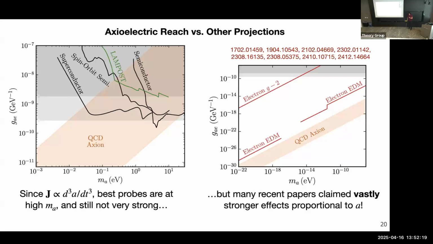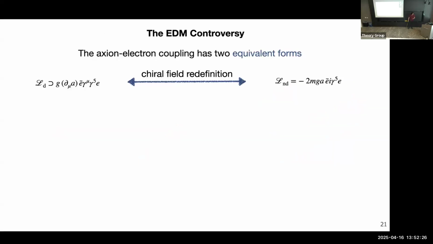Okay, so what is going on in these papers? Why is there even a confusion at all? Because the way I said it before, it doesn't seem to leave much room for confusion. So here's the problem: you can write the axion-electron coupling in 2 equivalent ways. I think this is something I mentioned in the very first slide of this talk.